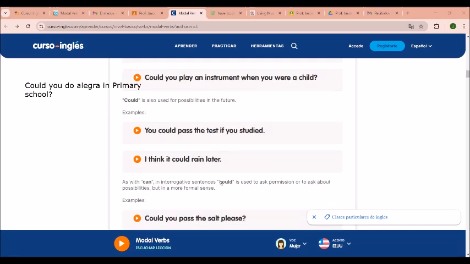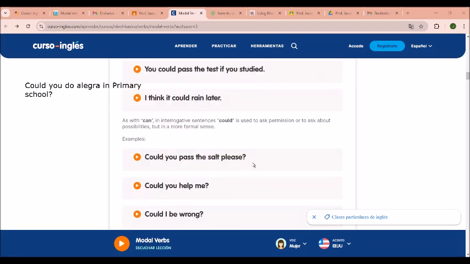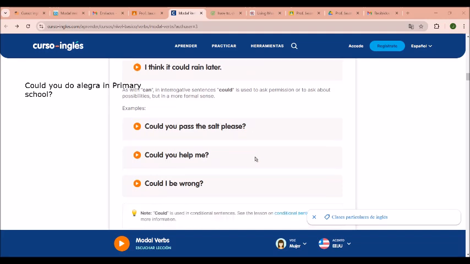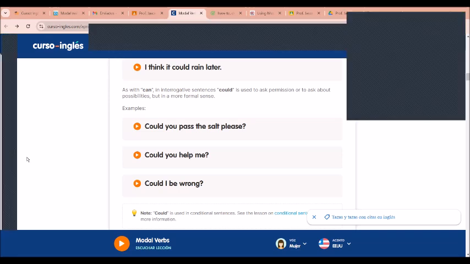All right. Now, in the interrogative form, we use it pretty much the same as we would can. All right. Scarlett, question form. Yes. As with can in interrogative tense, could is used to ask permission or to ask about possibilities, but in a more formal sense. Examples: Could you pass the salt, please? Could you help me? Could I be wrong?